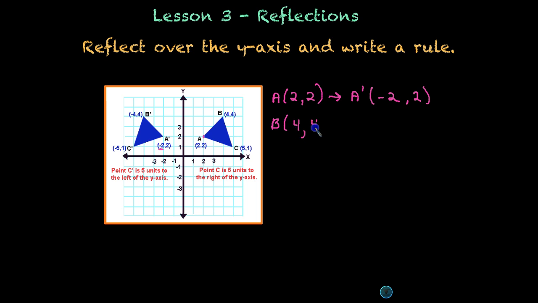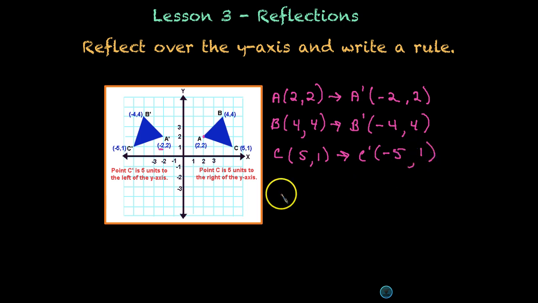So we start off with b is 4, 4, and if we look at b prime, then our x value should change sign. So we should change that to -4, and our y value should stay the same. And that's what we have. And then our final point, c, we start off with 5, 1. If we take the image, well, our x value should change sign this time, and our y value should stay the same. So let's write a rule for this.